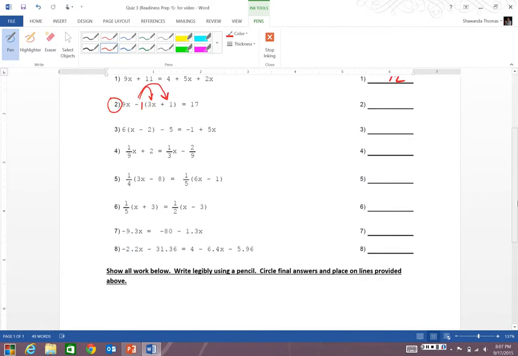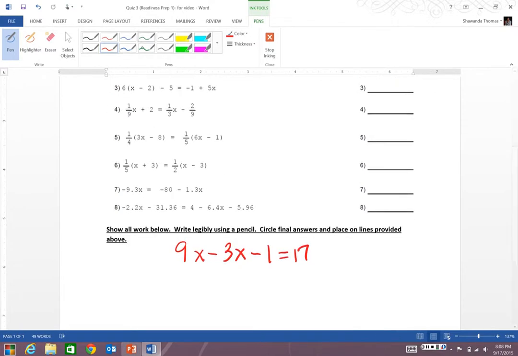Since it is 9x, then we distribute negative 1 times a positive 3x, which is negative 3x. So we write it as minus 3x. Negative 1 times a positive 1 is negative 1. So we write minus 1 equals 17. Notice that we have like terms over here now. So we need to get those together. 9x minus 3x is 6x. We write down minus 1 equals 17.